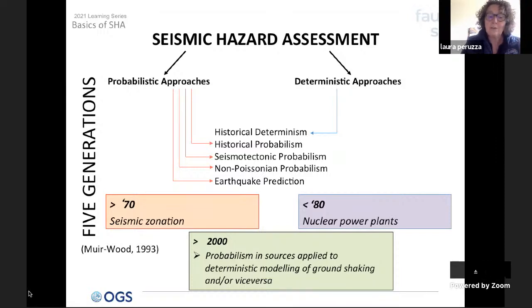I propose here the classification given by Mouroux in 1993, because in some way his distinction in five generations of seismic hazard assessment is quite important. It is a good way of seeing the problem. And we will scroll through the five generations, or better the four generations, and we will see which are the basic assumptions that are behind each kind of method.